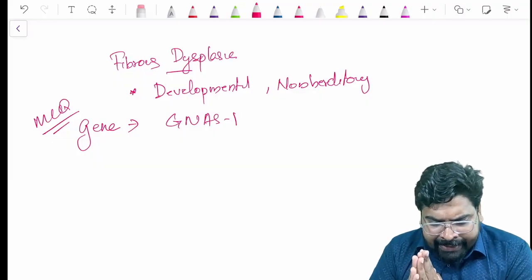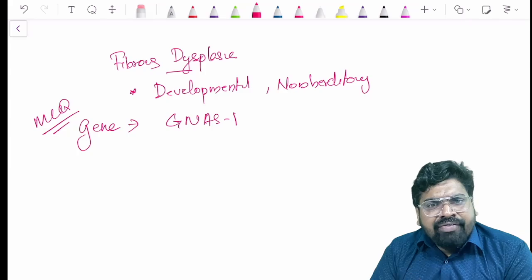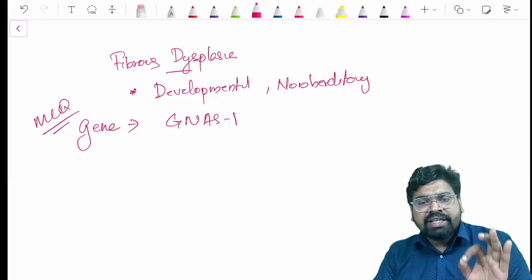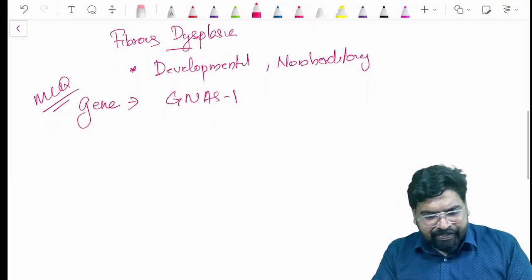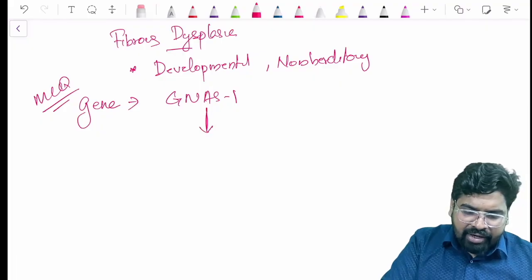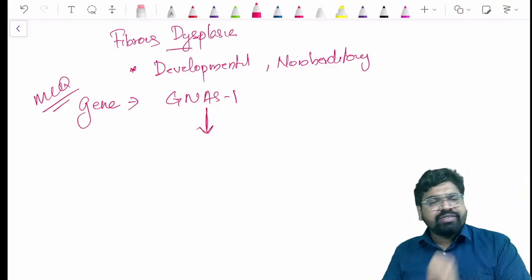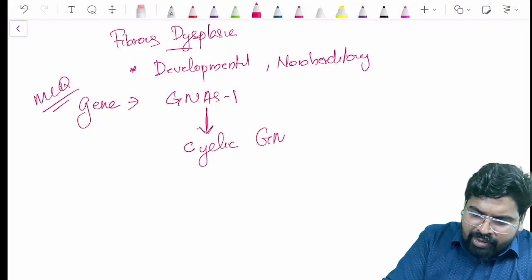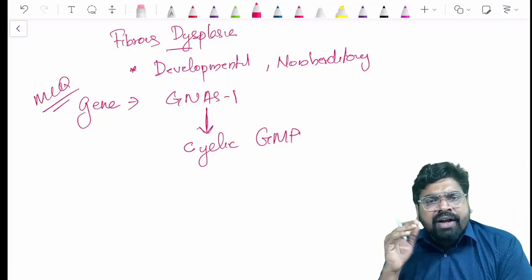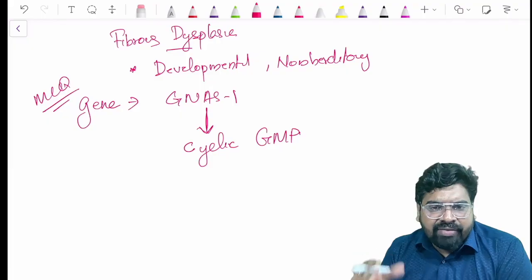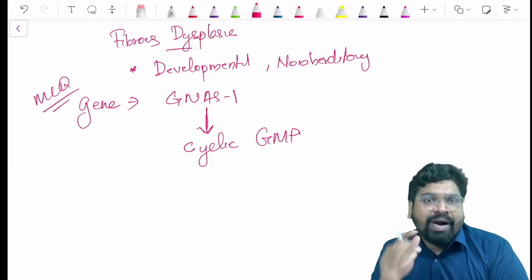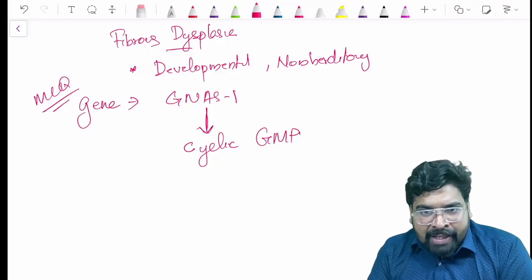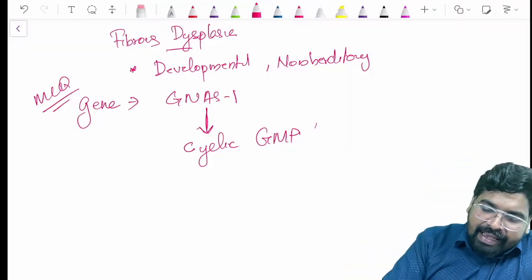What is the function of the gene? If you know the function of the gene, you know all the clinical features. This gene, GNAS1, controls your second messenger, that is cyclic GMP. This messenger is the one giving signals to cells about what they should do, so according to the signals, the cells will act. So cyclic GMP is a second messenger.